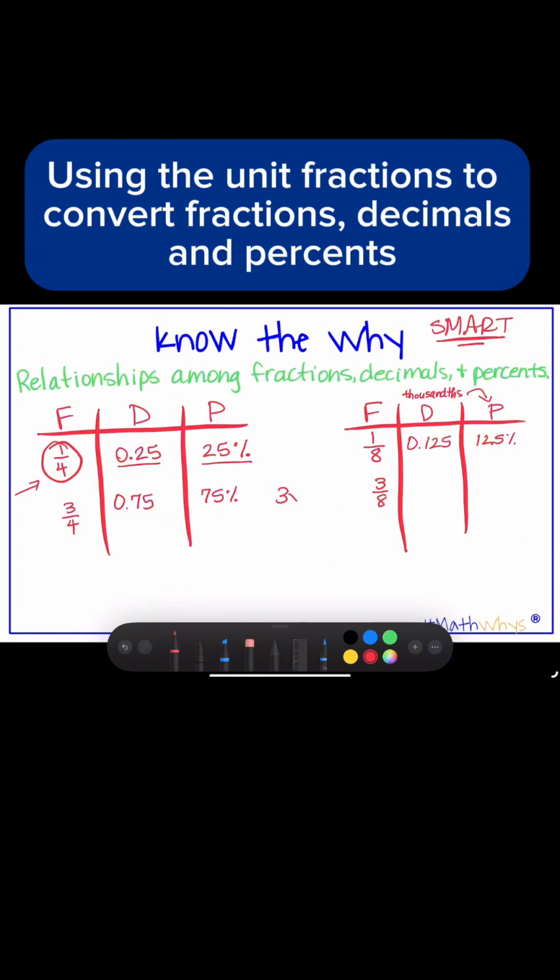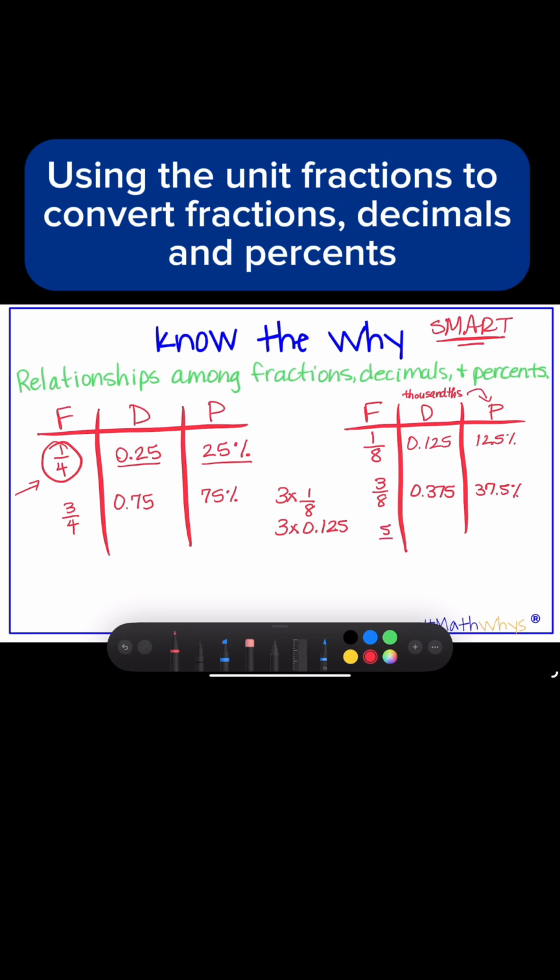3/8 is 3 times 1/8. So to find the decimal equivalent, they would multiply 3 times 0.125. 3 times 125 thousandths gives them 375 thousandths. And so then they know that the equivalent percent is 37.5%.